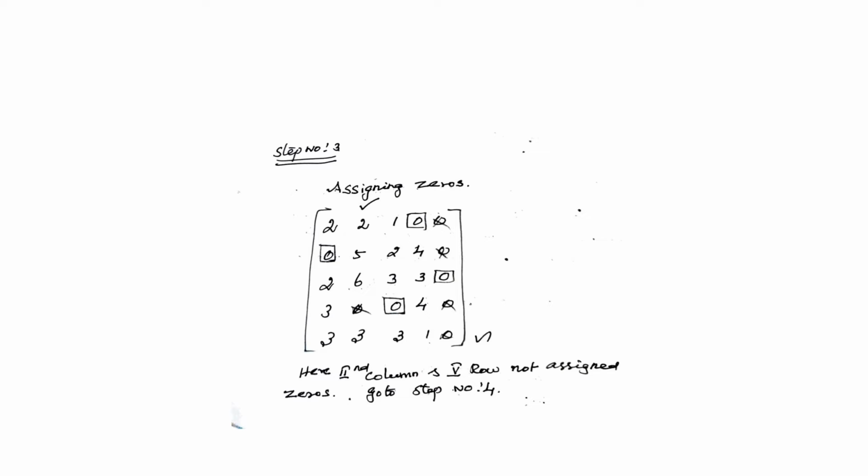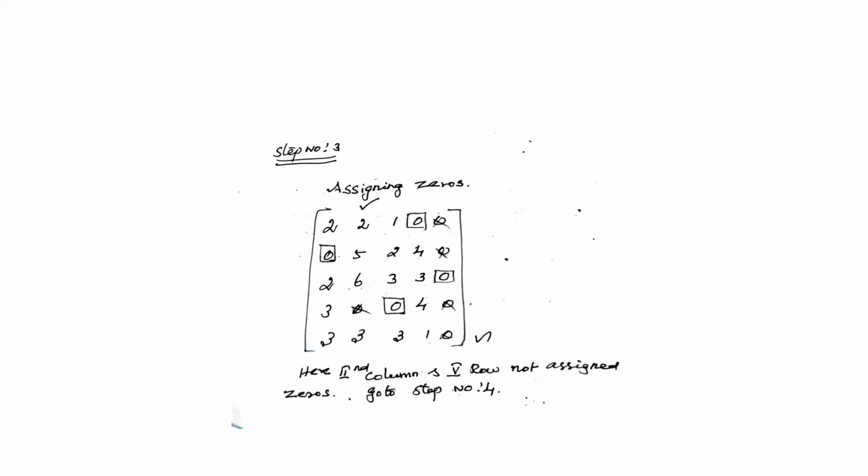Here you see the first row has 2 zeros, the second row has 2 zeros, the third row consists of only 1 zero. So we make an assignment in that row, that is third row fifth column, which has a single zero. This assignment is common for both the third row and the fifth column.